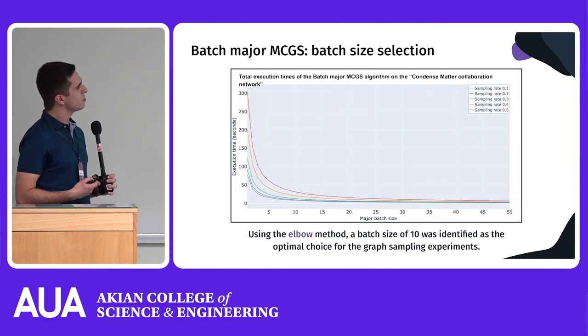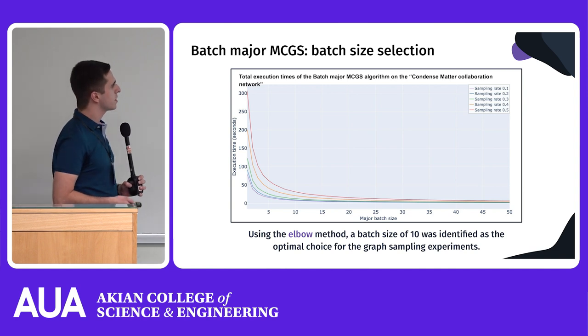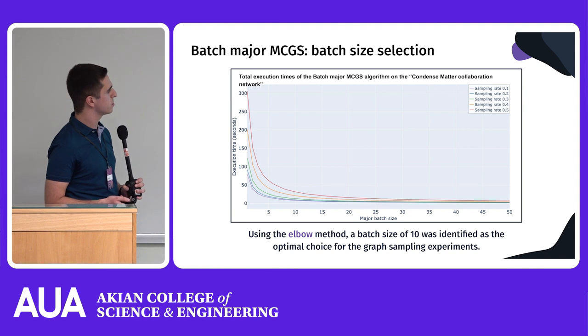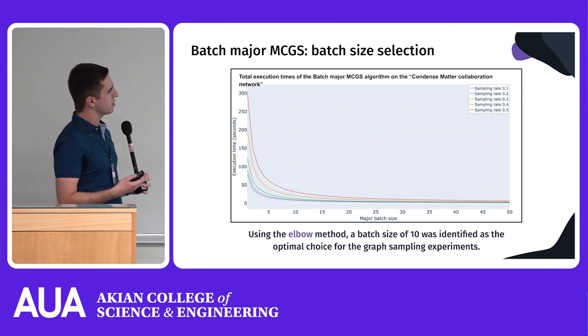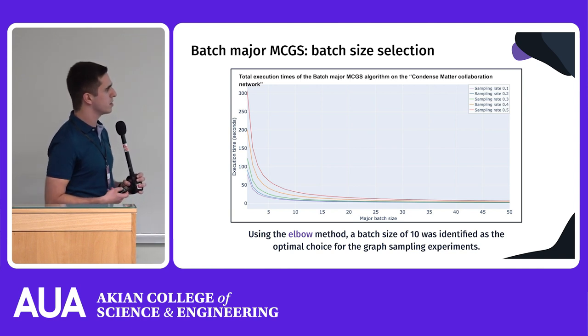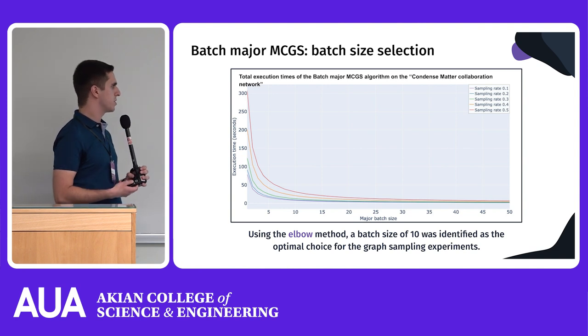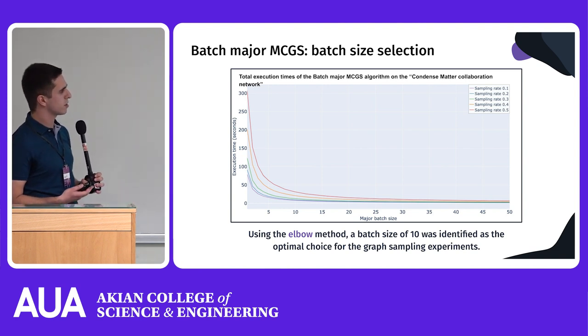And how we picked this batch size: here again, we can see some analysis applied on the same largest graph, the condensed matter collaboration network. We tried to sample with different sampling rates and different batch sizes and just calculated the execution time of the algorithm in all such cases.